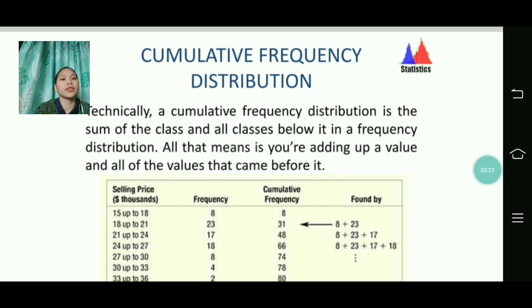Cumulative frequency distribution. Technically, a cumulative frequency distribution is the sum of the class and all classes below it in a frequency distribution. All that means is you're adding up a value and all of the values that came before it.